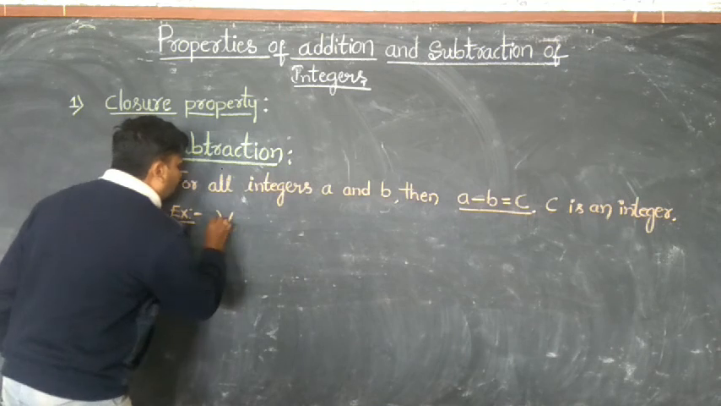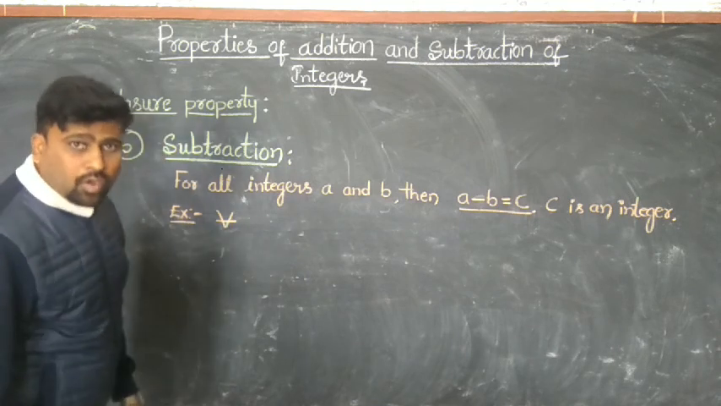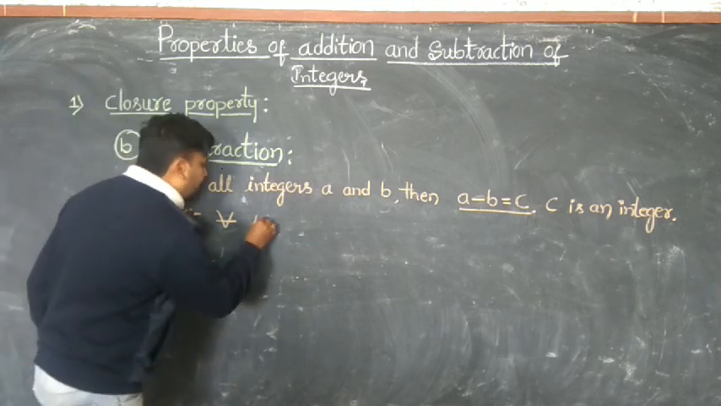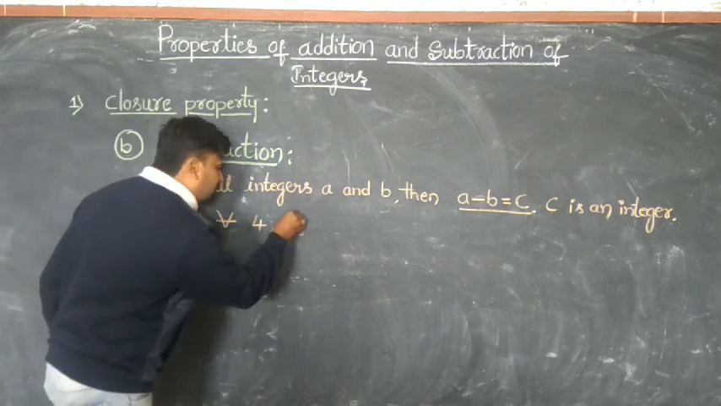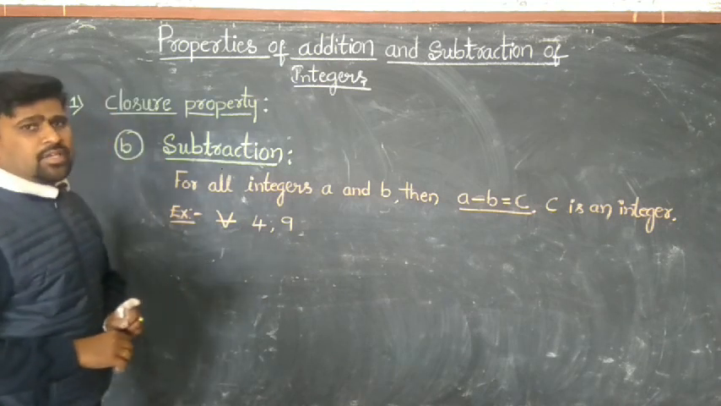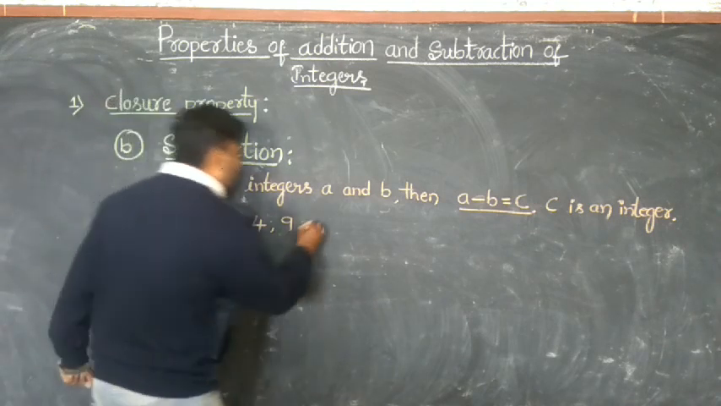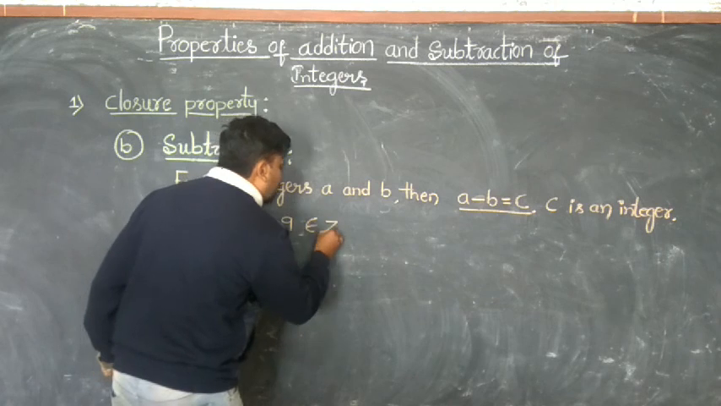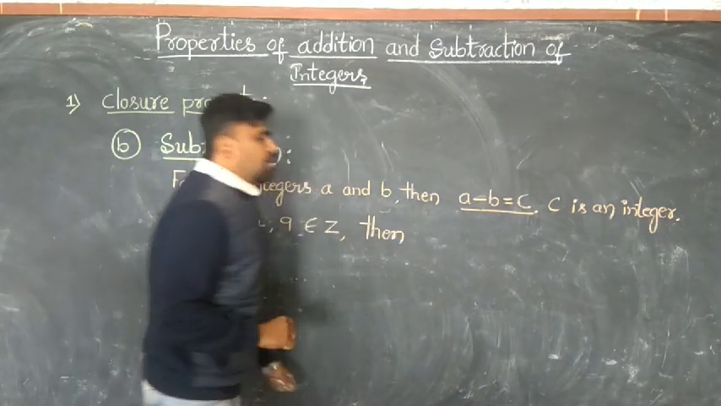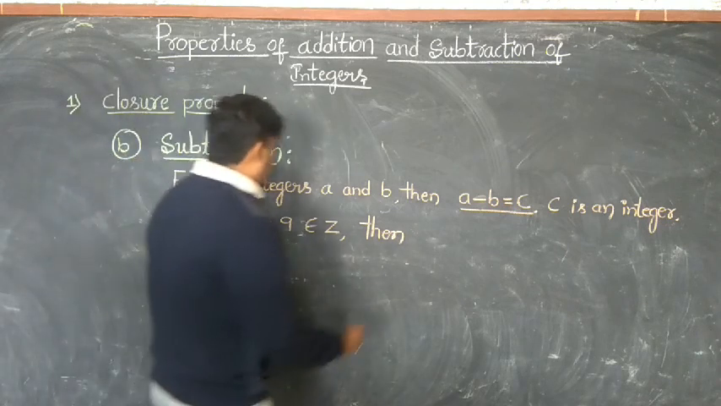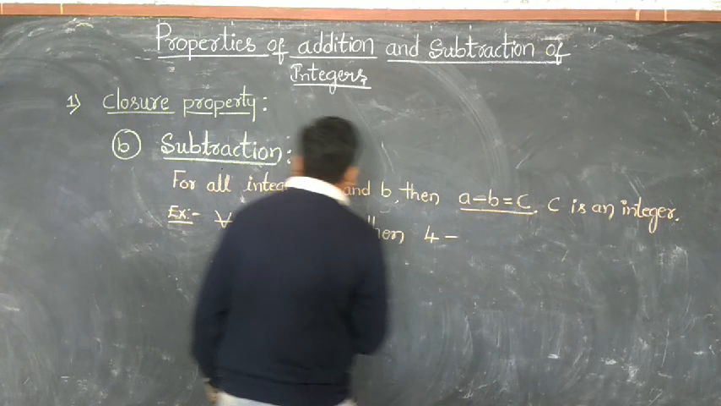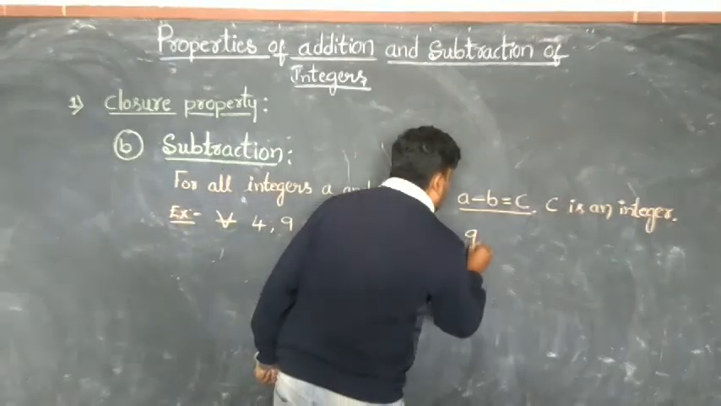Again, for all, clear? Again we can take any two numbers. One is 4. Another one is 9. Clear? 4 is also an example for integer and 9 is also an example for integer. It belongs to Z. Then A minus B. A will be 4, B will be 9.